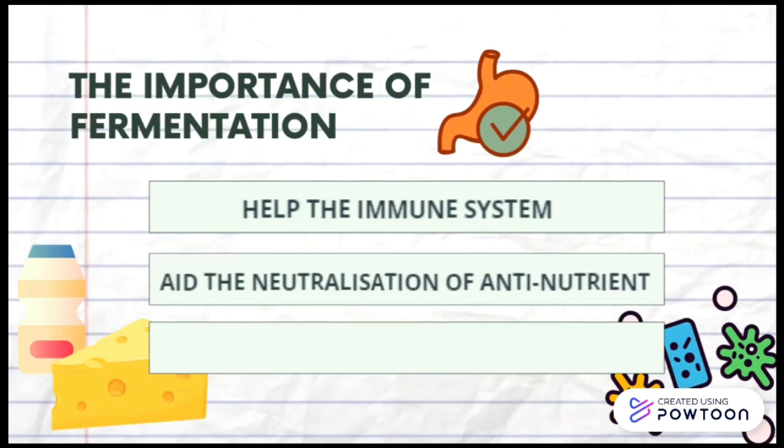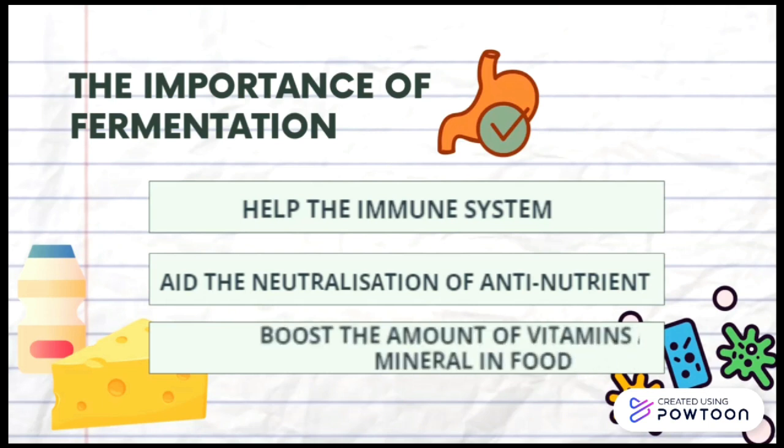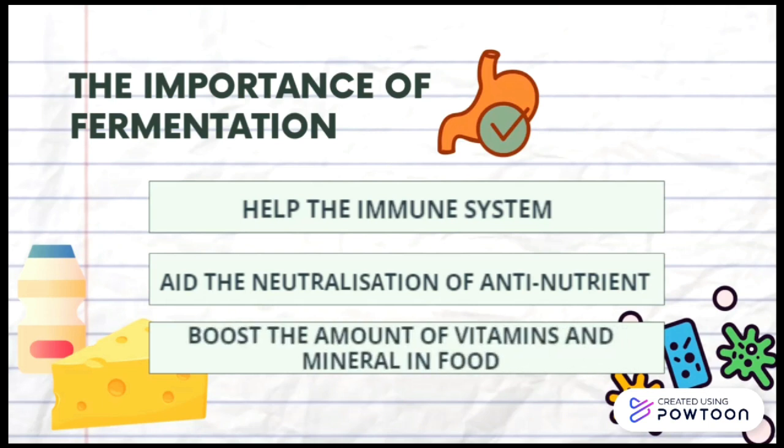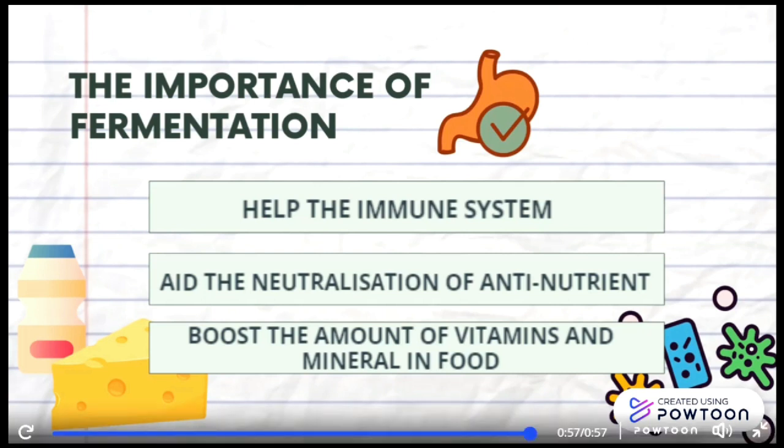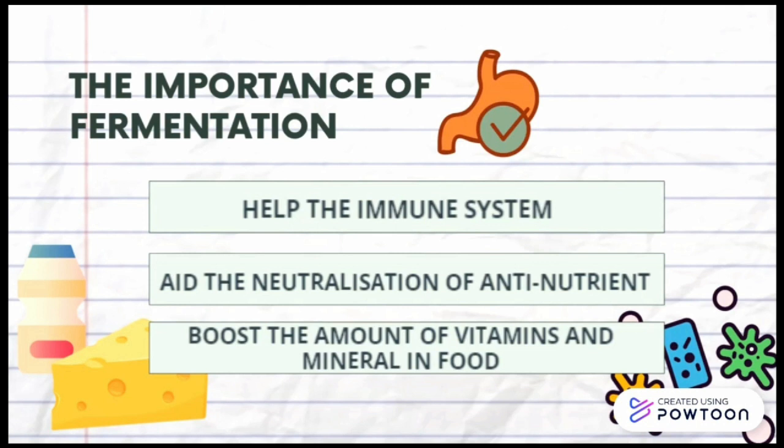Fermentation also aids in the neutralization of anti-nutrients such as phytic acid, which can induce mineral shortage. Fermentation can boost the amount of vitamins and minerals in food, making them easier to absorb. The probiotics, enzymes, and lactic acid help boost B and C vitamins while also improving folic acid, riboflavin, niacin, thiamine, and biotin levels.